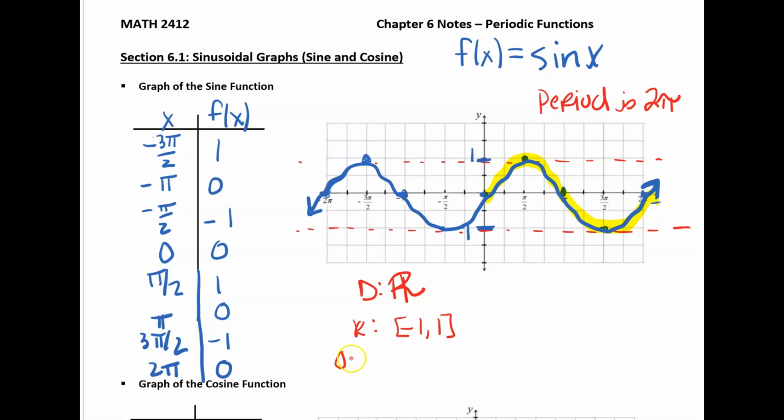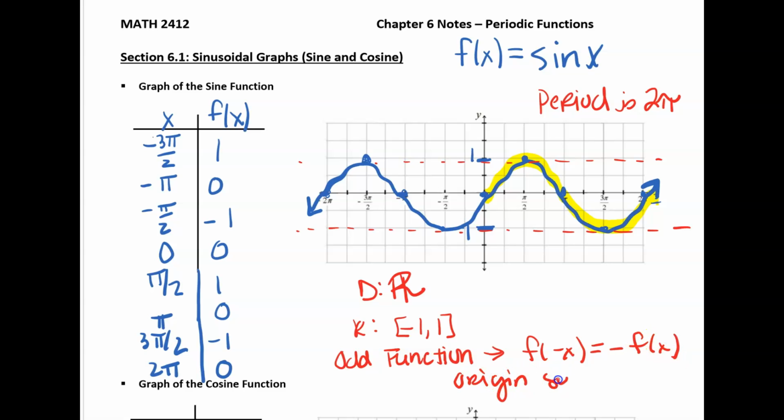We can also see that this is an odd function. This odd function, we can see that if we had f of negative x, it would be equal to negative f of x, and that we have origin symmetry. And so kind of some neat things that we can pull from this. And we're going to work more with this later on.